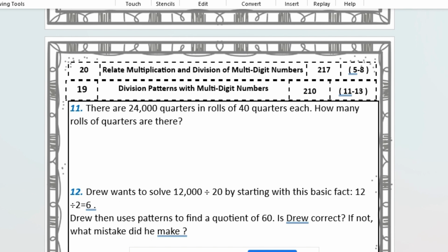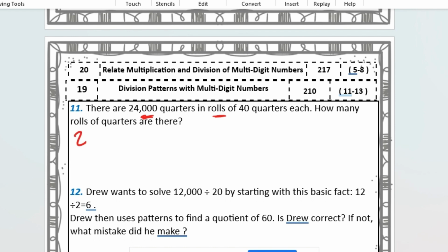Now there are 24,000 quarters in rows of 40 quarters each. How many rows of quarters are there? So we have 24,000 quarters in total, and we put them in rows of 40. So each row has 40.